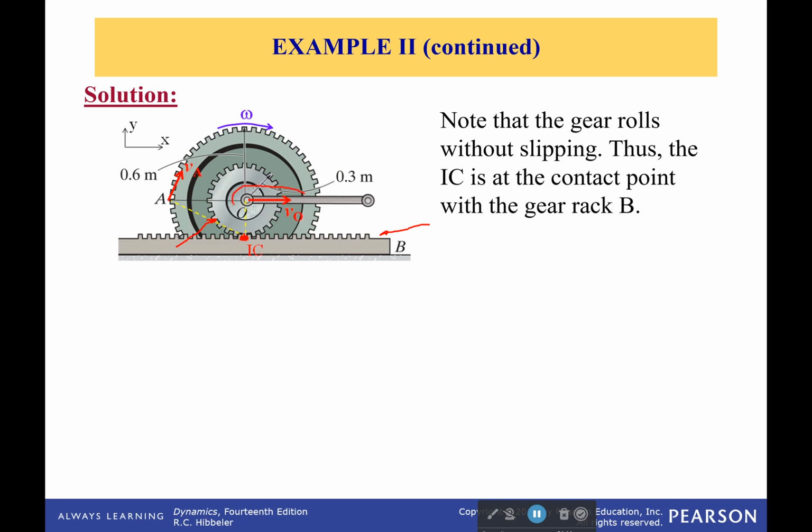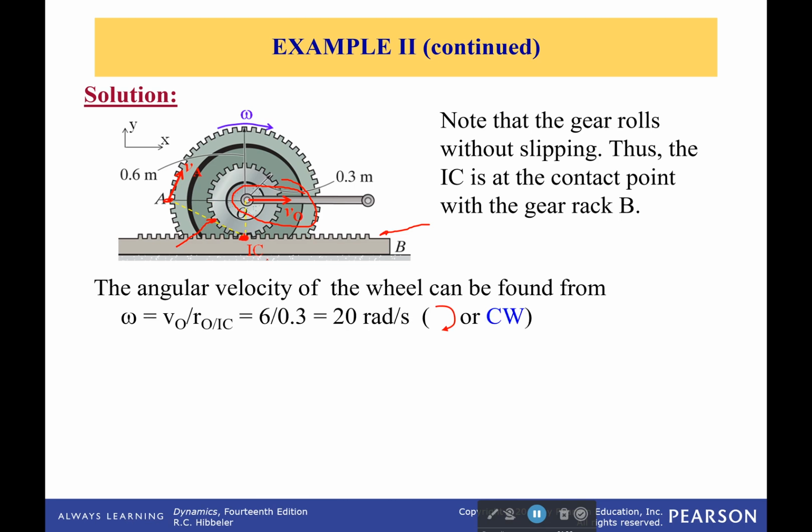So we know what the velocity is at the center of my gear. We know what the distance is to this instantaneous center because that's just the radius of the small gear. And using some algebra, we can figure out what the distance is to this point. So first we calculate our angular velocity, which comes to be 20 radians per second, because that's 6 meters per second over a distance of 0.3 meters to the instantaneous center.